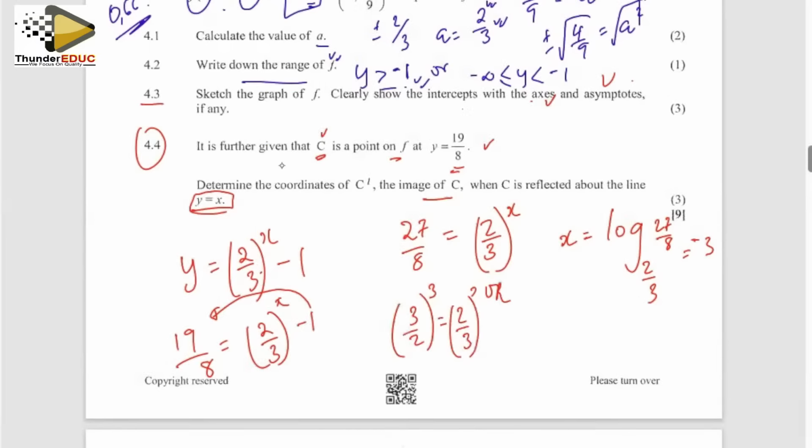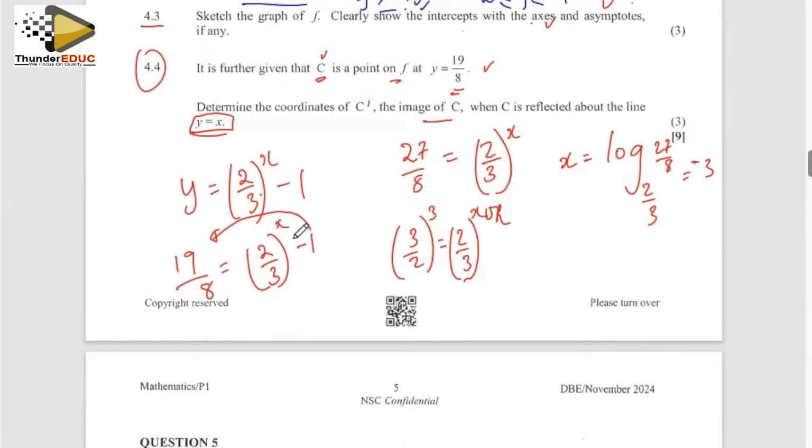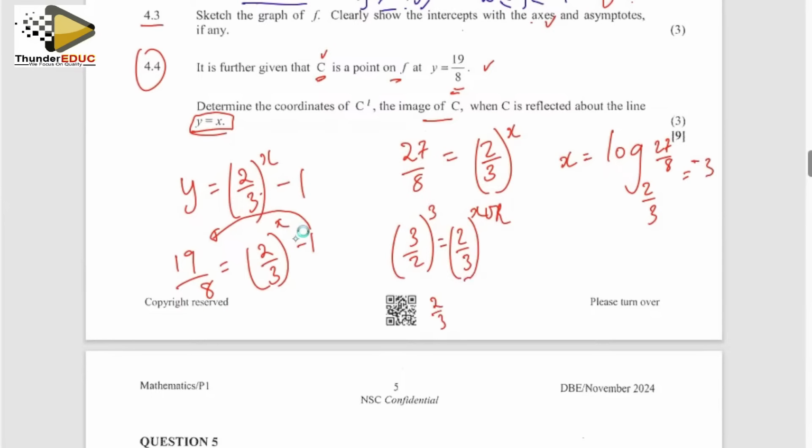Everything is cubed, because 3 cubed is 27, 2 cubed is 8, is equal to (2/3) to the x. But now I want the same base to be 2/3. That can only happen if I switch the numerator and denominator, and that can only happen if the exponent is negative. So it's going to be (2/3) to the -3 is equal to (2/3) to the x. Since the bases are the same, drop them and equate the exponents. This simply means that the x value of C is basically -3, as well as the 19/8.